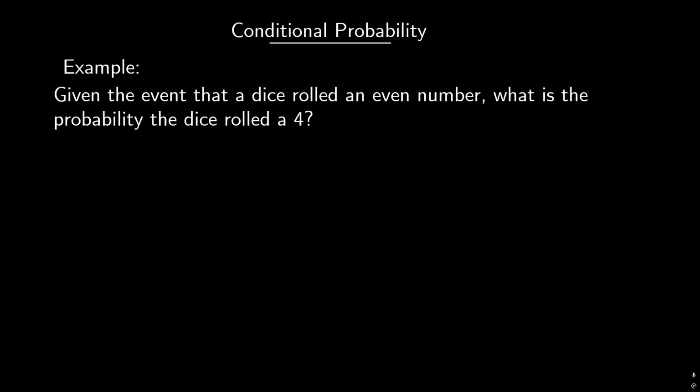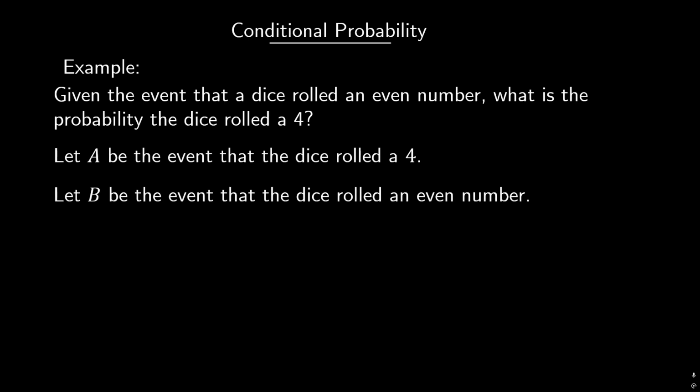Given the event that a dice rolled an even number, what is the probability that a dice rolled a 4? In other words, I promise you that the dice rolled an even number, and this dice could have produced 1, 2, 3, 4, 5, 6, but it produced an even number. What is the probability that the dice rolled a 4? We're going to let A be the event that the dice rolled a 4. We're going to let B be the event that the dice rolled an even number.